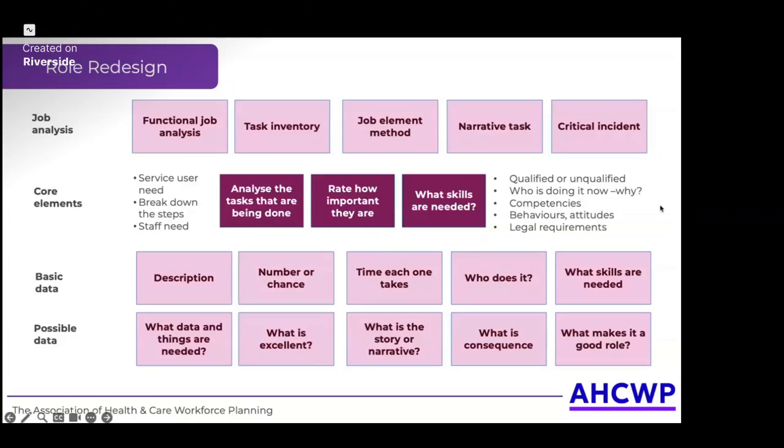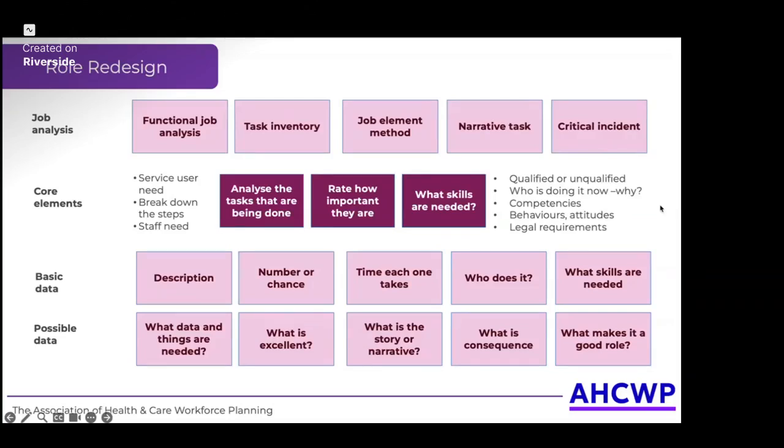Then when we're considering things, we think about certainly some basic data, and then we think about some possible data. So when we're looking at what people do, we ought to be able to describe what they do. And that's to make sure that we're all clear on what we're talking about. And we need to know how often they're doing it. So if we're thinking about role redesign, we tend to think about whether it's being done once, or done 10,000 times a year, etc. That helps us with this, and it helps us with modeling.